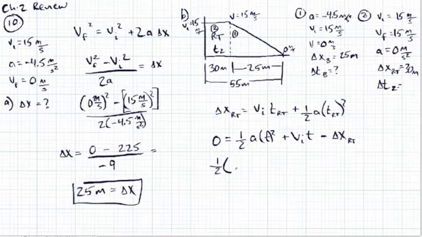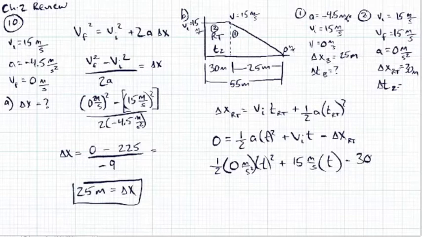1/2 times acceleration. Well, that equals 0. Well, that's easy. 0 times t squared plus our initial velocity, that's 15 meters per second, times time, minus our displacement for part 2, that's 30. So it turns out that since we have no acceleration, the whole first part of the quadratic drops out, and we don't even have a quadratic anymore anyway.